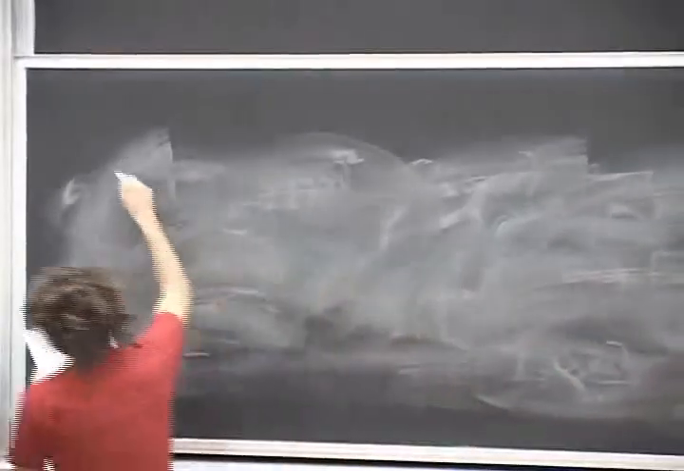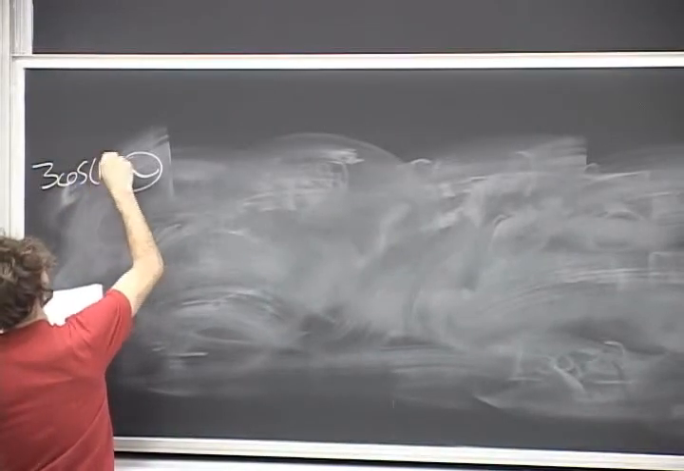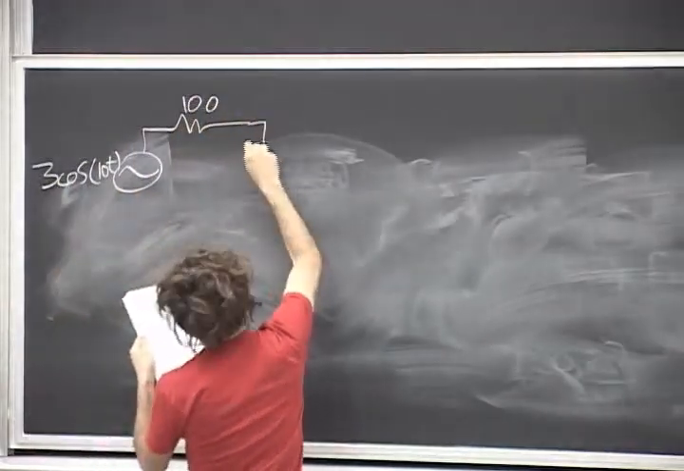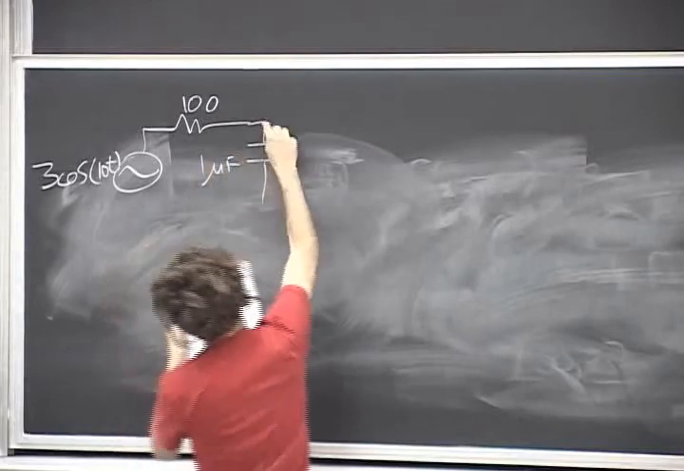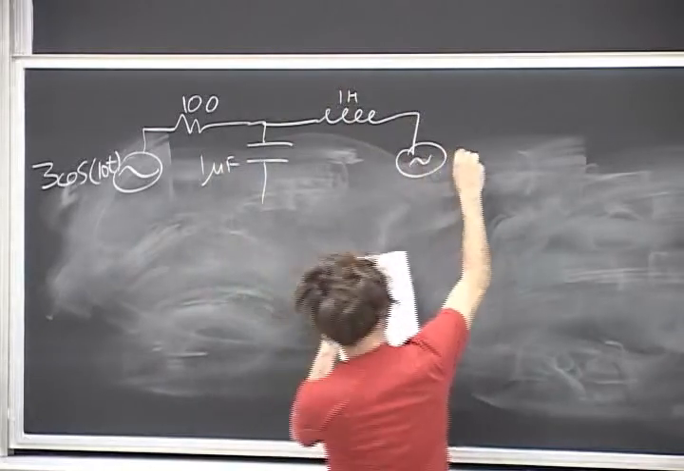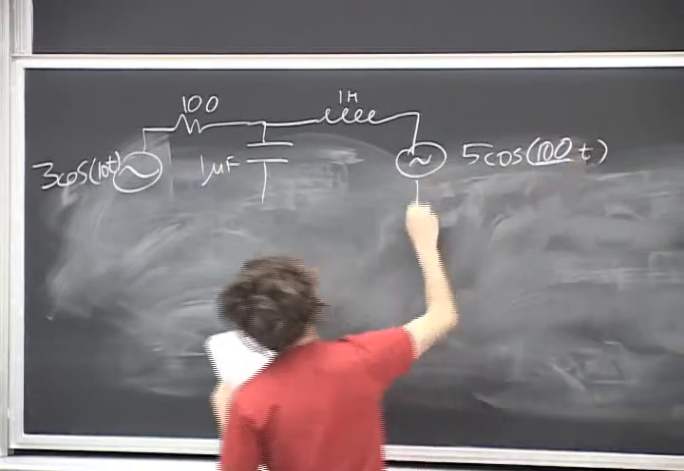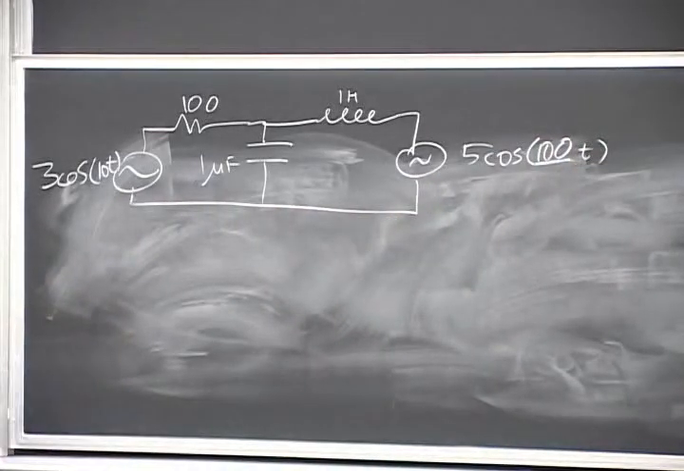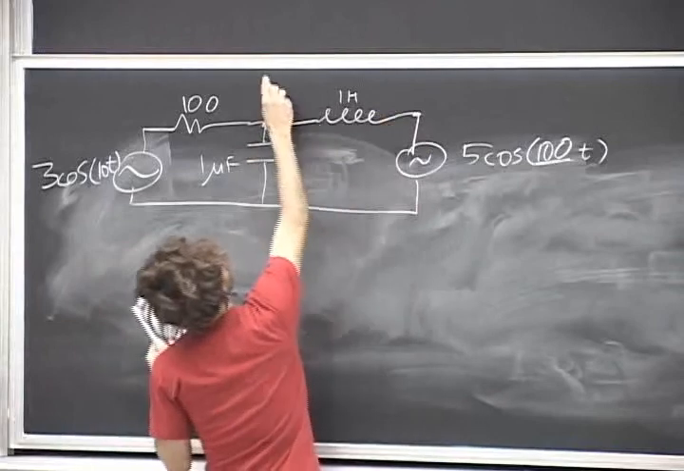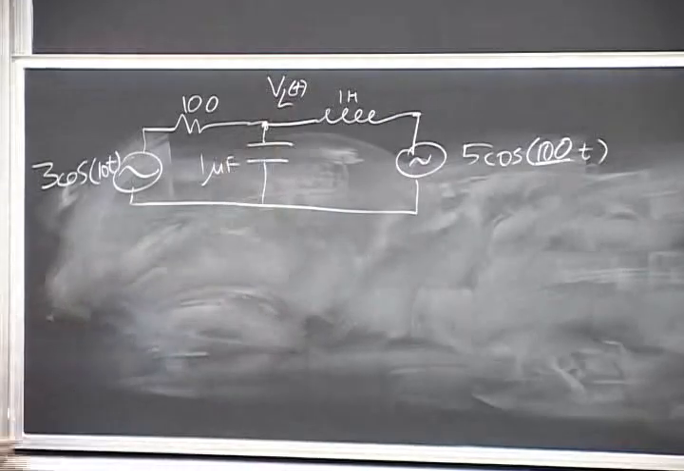Okay. So let's say we had a bigger circuit. Okay, suppose we wanted to go through and solve this thing. And what are we trying to find? Let's say we're trying to find VL of t. Okay? So if we wanted to find VL of t, what would we do?